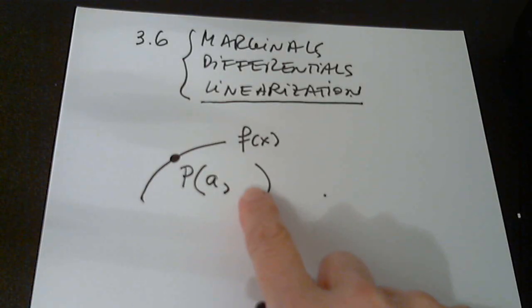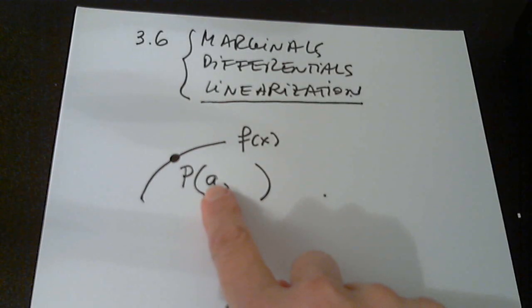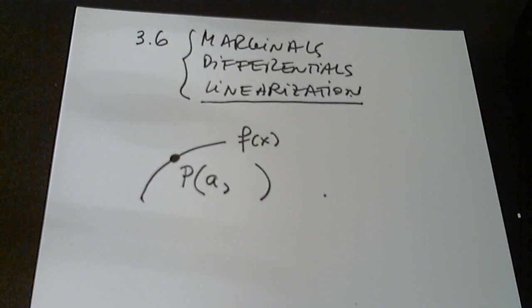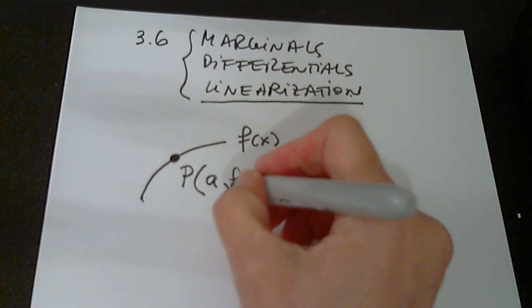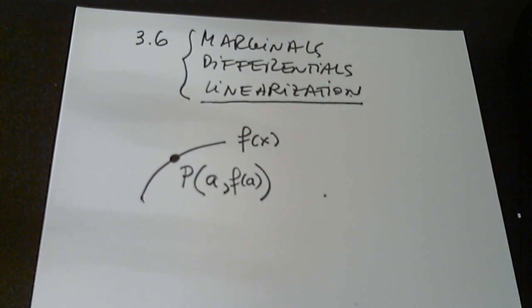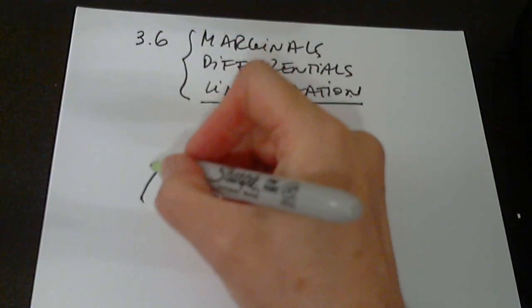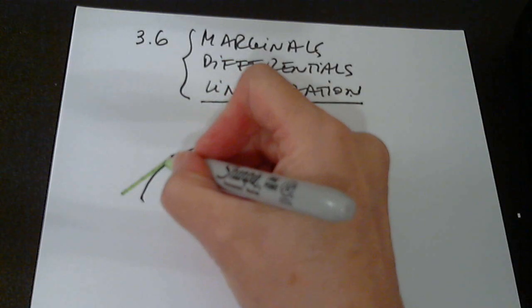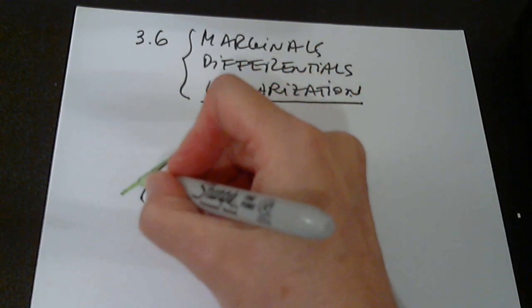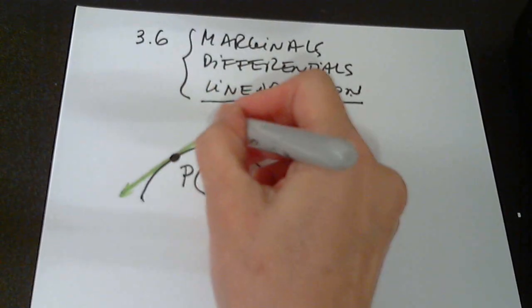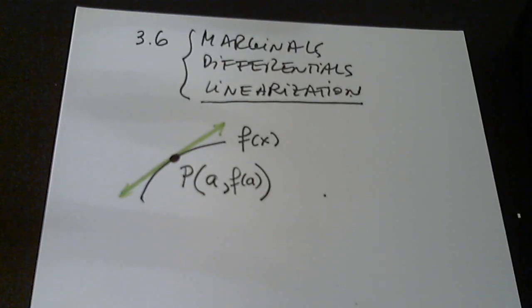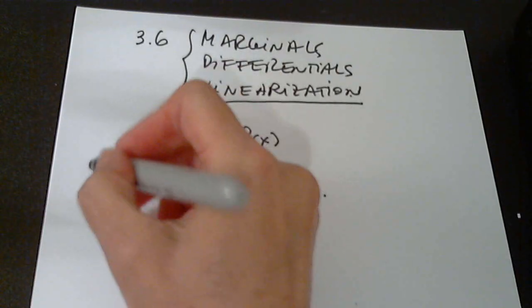Can anyone give us the y coordinate if the x coordinate is a? F of a? Of course, thank you very much. Absolutely. Good. Now, let's suppose we draw the tangent at this point. So this is the line that is the tangent at P.